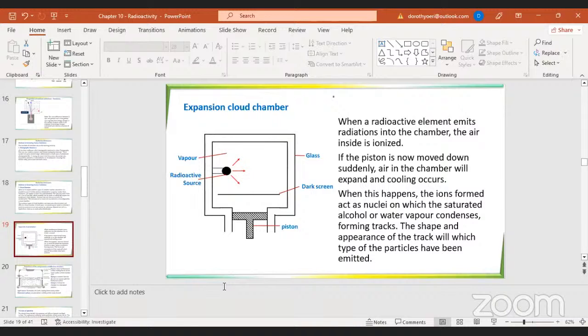So you can be able to identify, is it an alpha particle? Is it a beta particle? Or a gamma particle being formed? Is that okay? You'll go through it in your notes also.